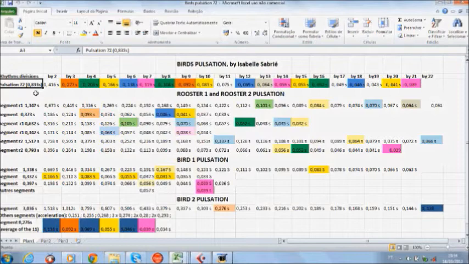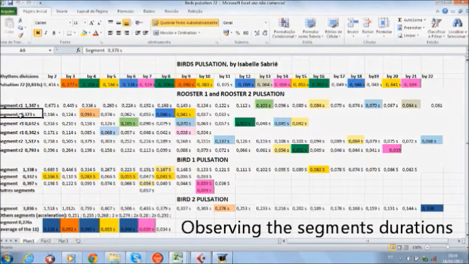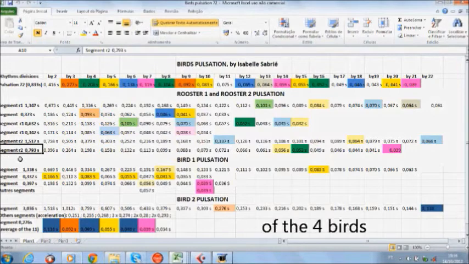What do we have here? We have rooster 1 and rooster 2. Here, the total duration of the sounds of the rooster 1. Here, the duration of the first segment, which is the first sound, the duration of the second segment, the third one, and here, the duration of the second segment and third one of the rooster 2, because the first segment was the same duration. And we have the same thing for the bird 1 and for the bird 2.